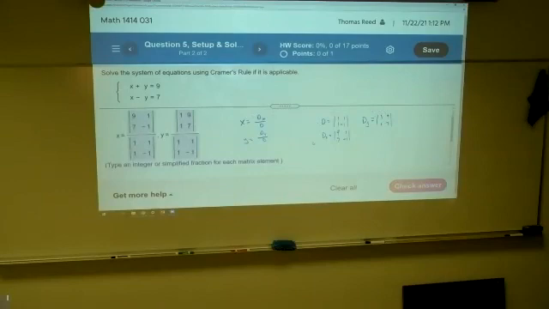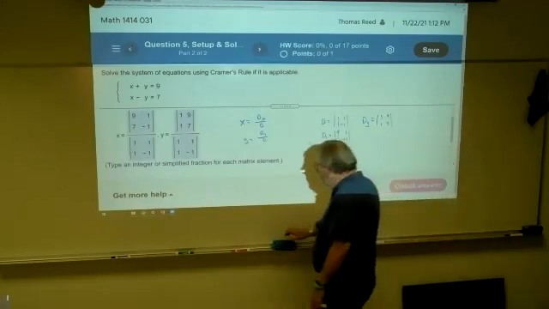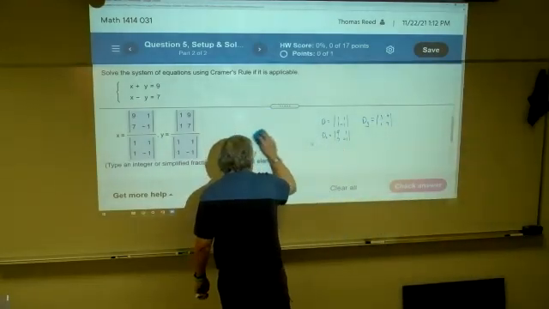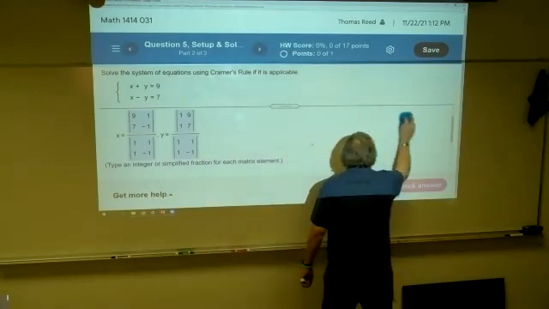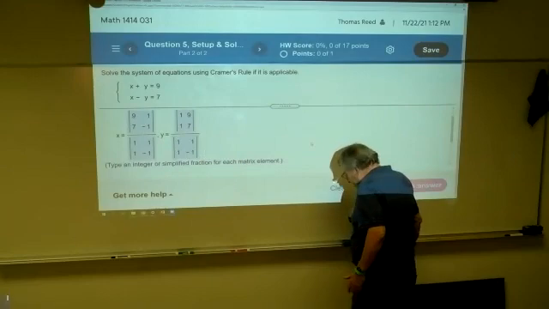So now we have this. So now we want to find what each of those determinants equal, not matrices.